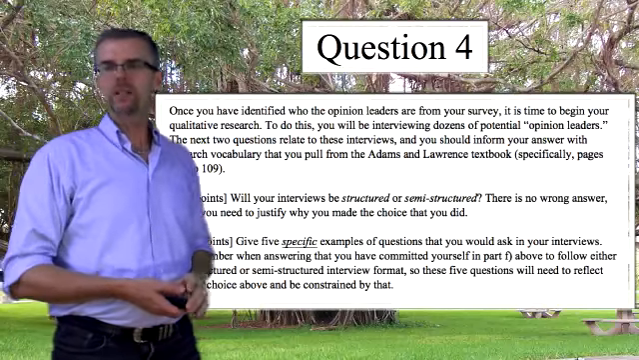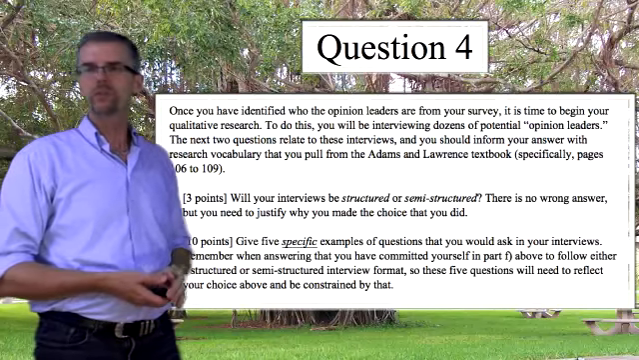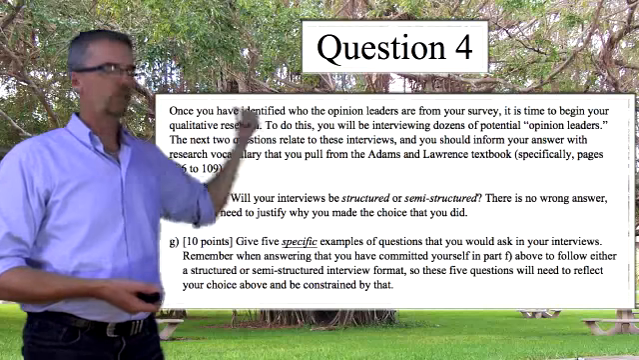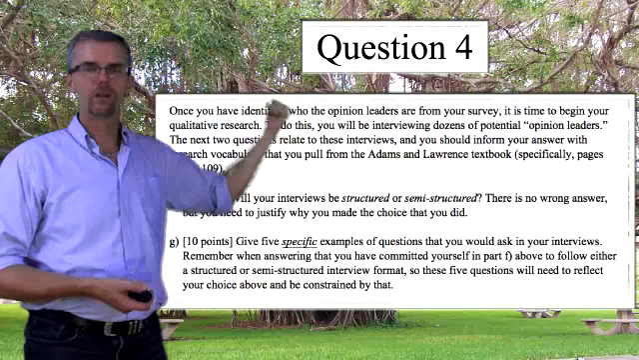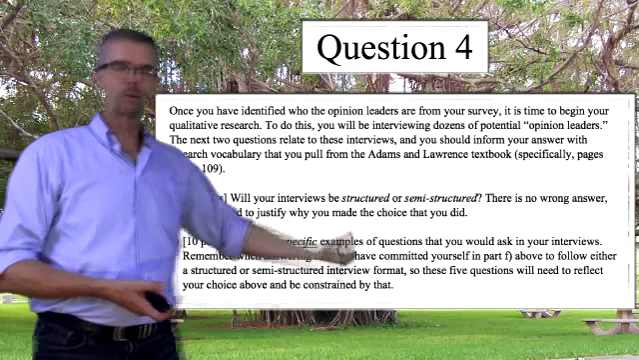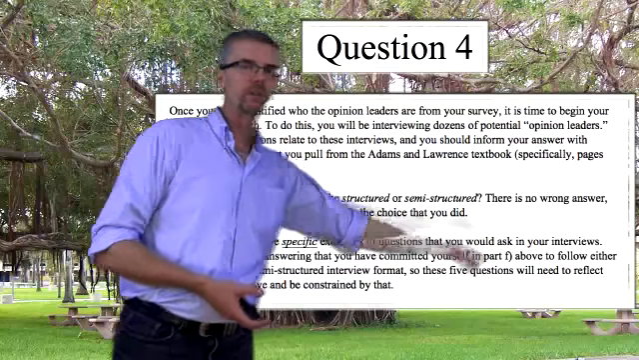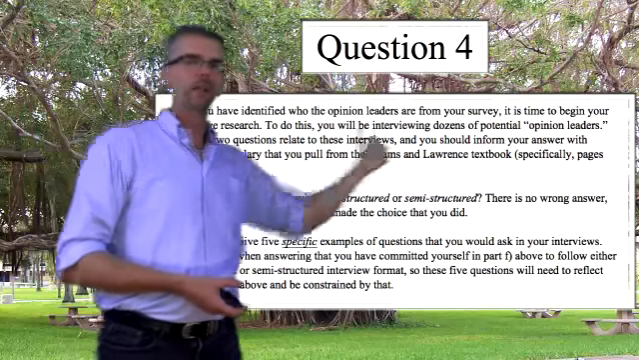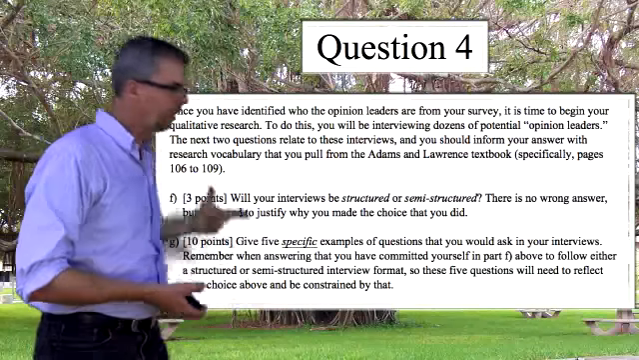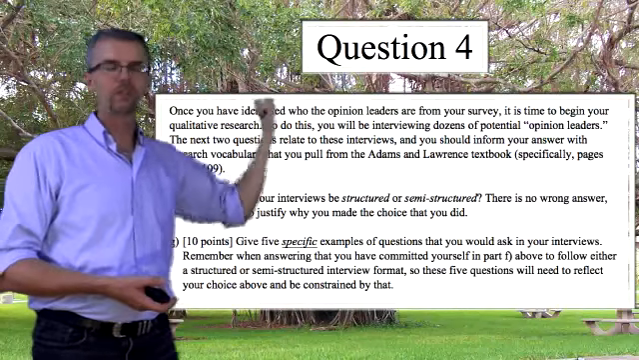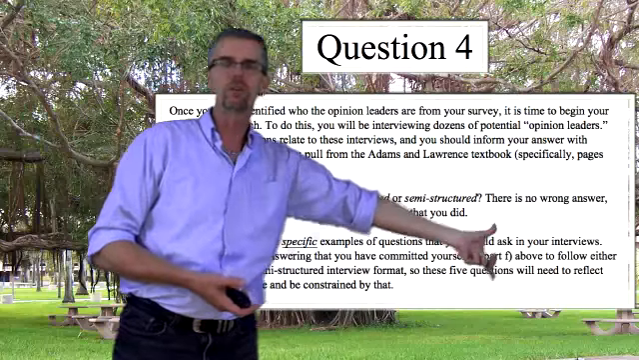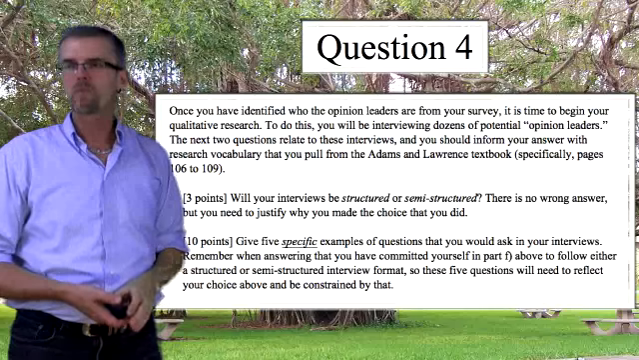Part number G, 10 points. Give 5 specific examples of questions that you would ask in your interviews. Remember, when answering part G now, you're committed by how you answered part F. Okay? 5 specific examples of questions you're going to ask are going to look very different for a structured interview than they will for a semi-structured interview. So make sure that you incorporate part F, the decision you made in part F, into the 5 questions that you give me for your interview from part G. Okay?